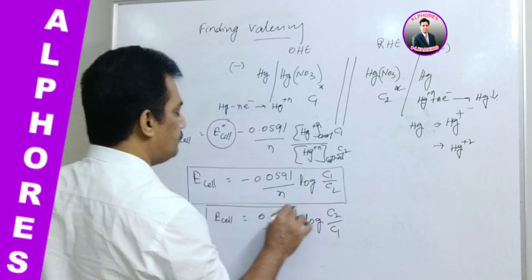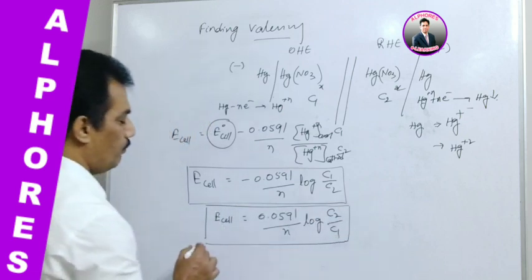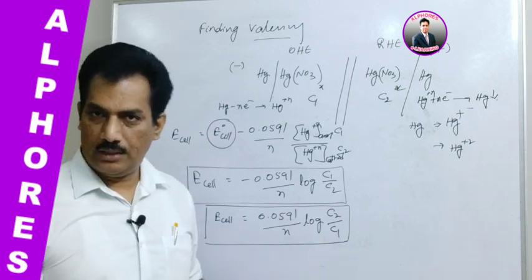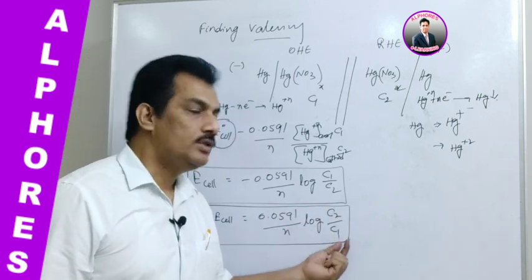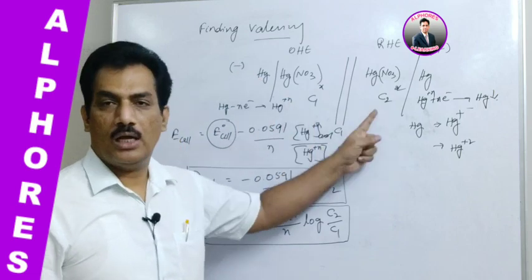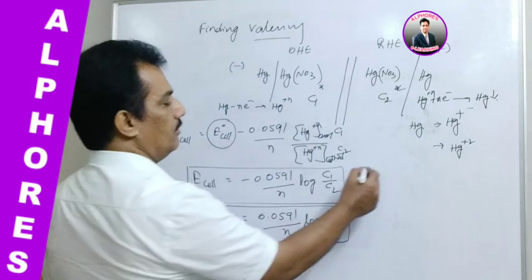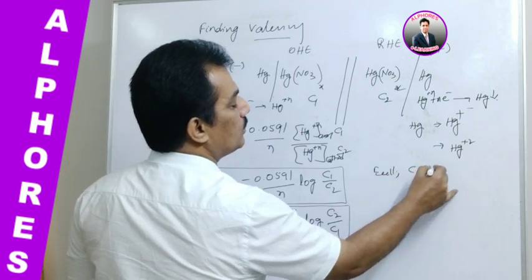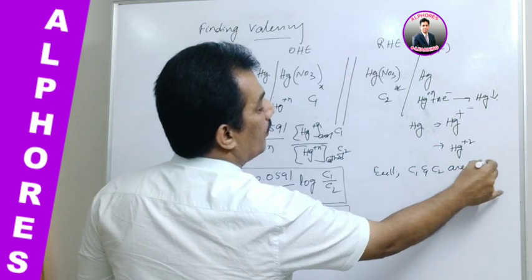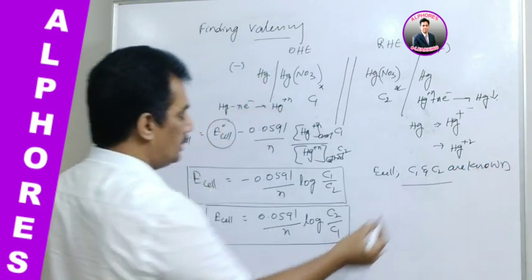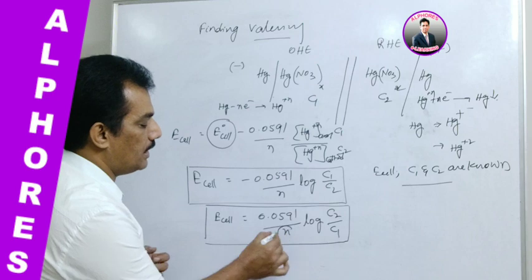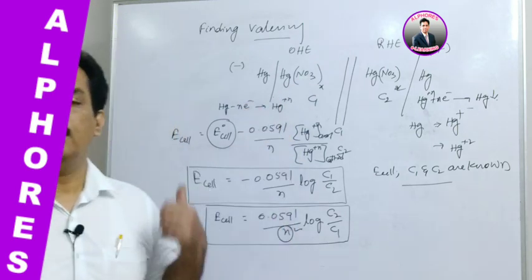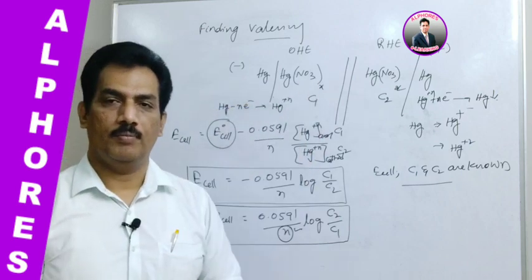If we know the E cell value, which can be obtained from a potentiometer, and C1, C2, the concentrations of the two electrolytes, are provided, then by substituting these values we can calculate n, nothing but the valency of mercury in this electrochemical cell. Clear?